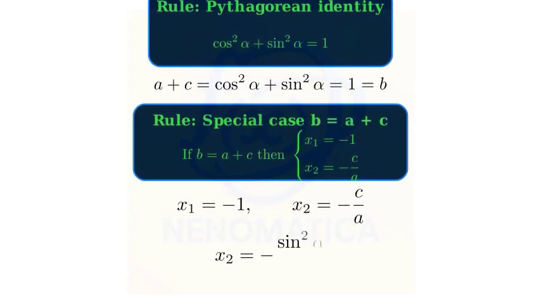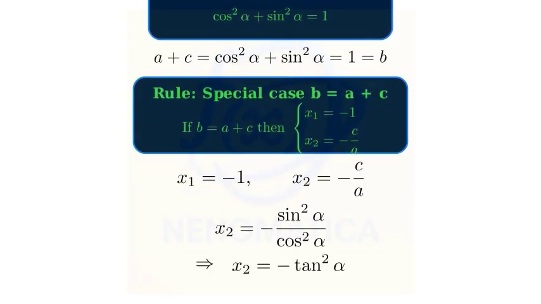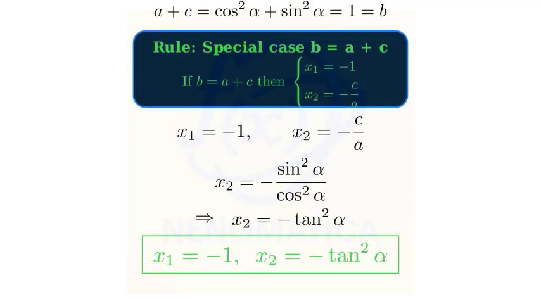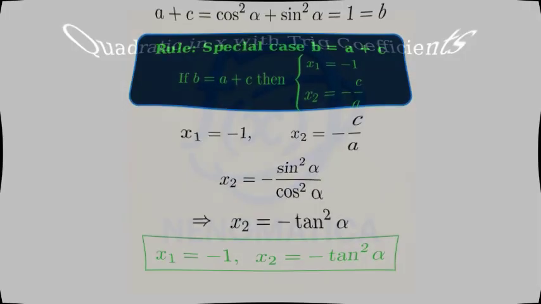Step 4. Substitute c equals sine squared alpha, and a equals cosine squared alpha. That gives x2 equals negative sine squared alpha over cosine squared alpha. Simplify using the definition of tangent to obtain x2 equals negative tan squared alpha. Step 5. Final answer. The two roots are x1 equals negative 1, and x2 equals negative tan squared alpha.